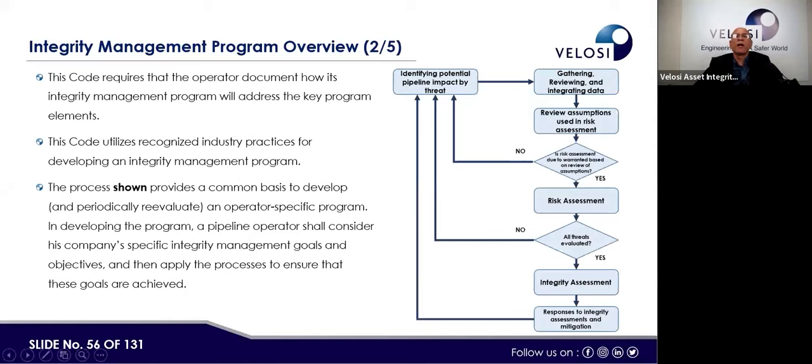The flow goes like this: identifying potential pipeline impact by threat, then gathering, reviewing and integrating data, and reviewing the assumptions used in the risk assessment. Then, is the risk acceptable? If yes, you go back; if no, a risk assessment is required. Then all threats are evaluated, integrity assessment is done, and the response to the integrity assessment is conveyed and combined.